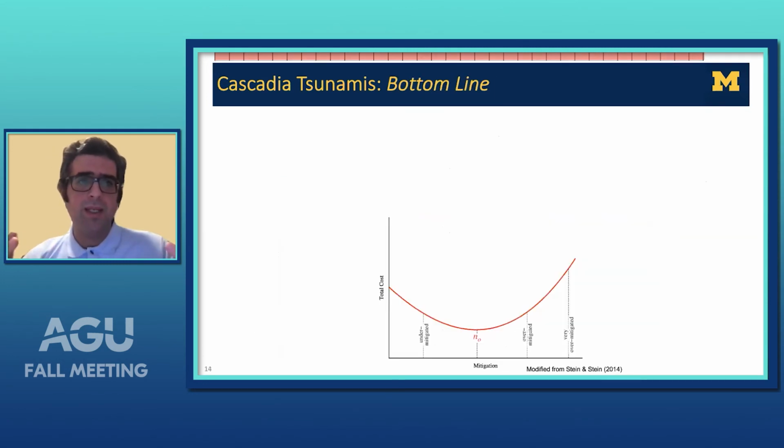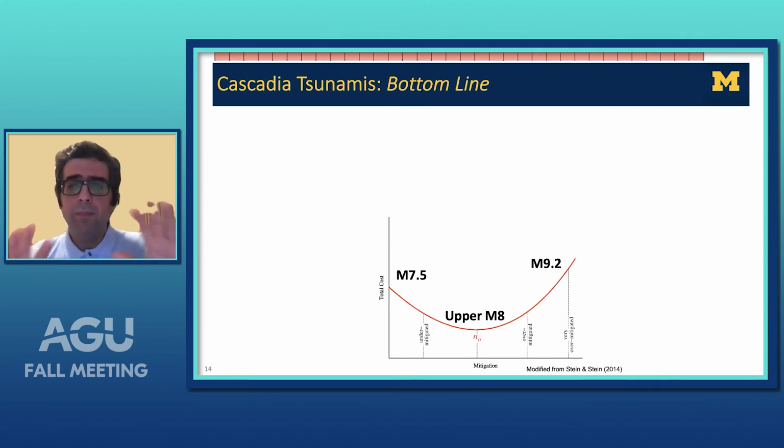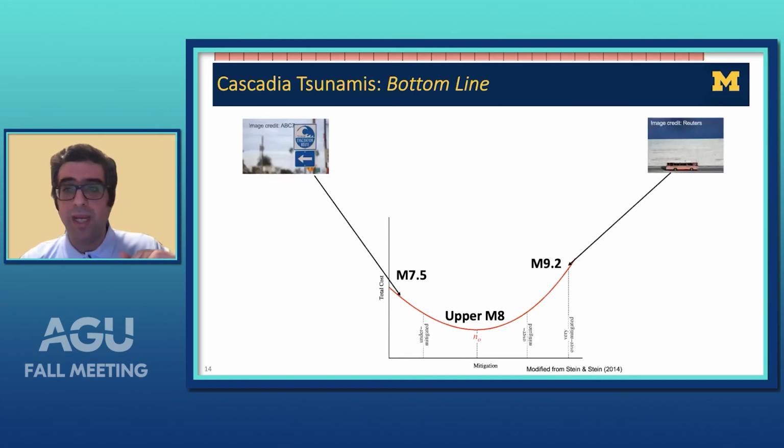So the bottom line is that for Cascadia, if you recall this curve that I showed you before, we can put some labels on this. Magnitude 7.5, plus some other things, is probably going to be at both ends of this. And magnitude 9.2 is very much over-mitigation. And we put the upper magnitude 8 in the middle. It's probably the sweet spot that you want to plan your mitigations with.